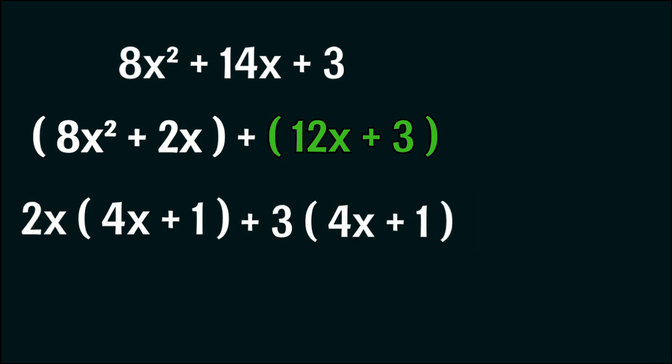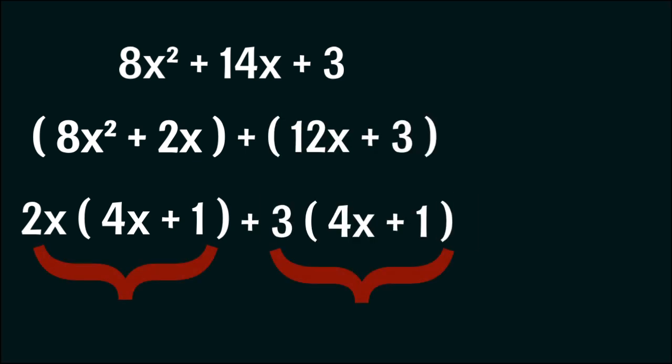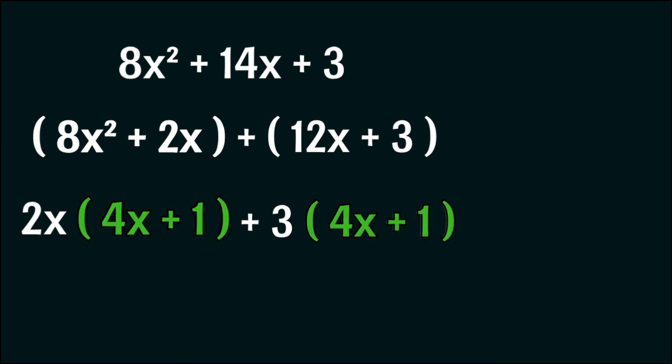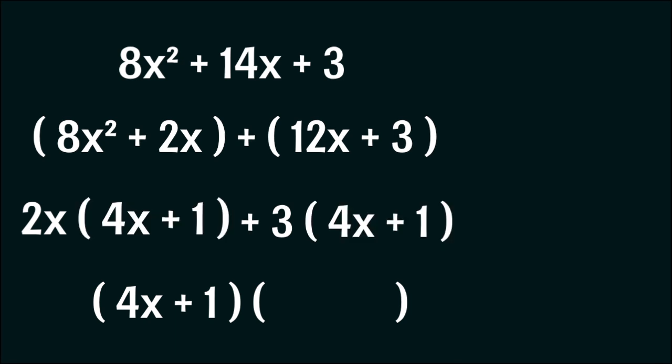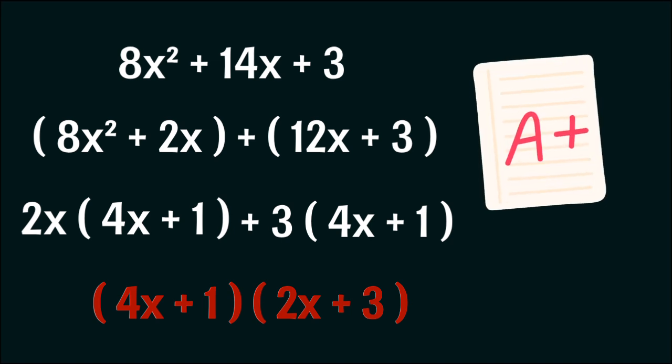Now notice, in each of these groups, we have a common factor of 4x plus 1. We can go ahead and factor it out. Then we'll be left with 4x plus 1 times 2x plus 3. And that's it. We use the AC method to factor the trinomial.